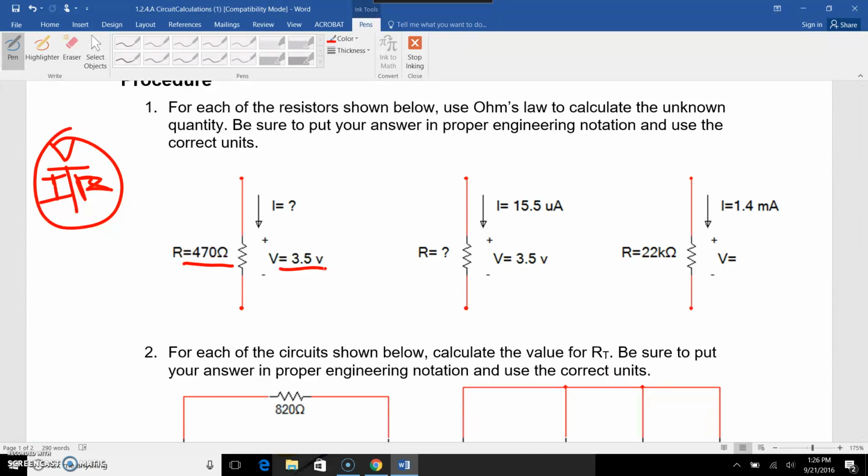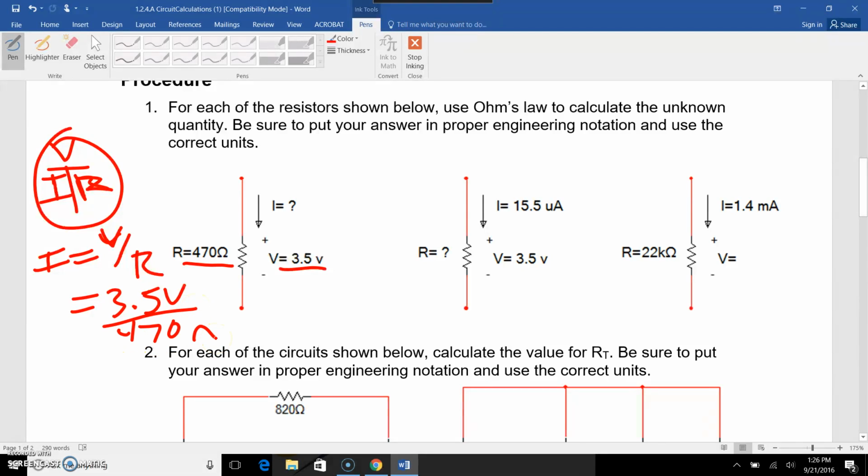So we set up the equation for solving for I. You simply put your thumb over I, and you'll see that I equals V over R. Okay, our V is 3.5 volts and our R is 470 ohms. As you put that into your calculator, 3.5 divided by 470, you get a very, very small number, 0.007446, and so on, amps.